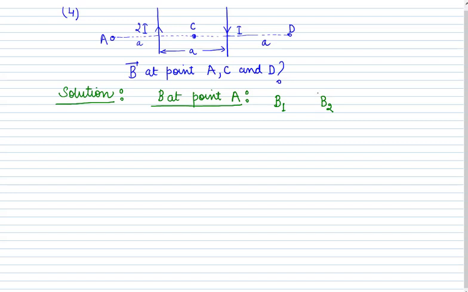So again you have to use the right hand rule, and if you use the direction of current in the upward direction, then for the first wire the magnetic field will be going outward of the plane of the paper, and for the second wire it will be coming downward, it will be going into the plane of the paper. This you can simply do using the right hand rule.